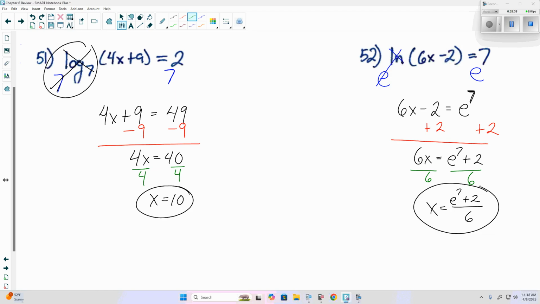Because these problems here, I'm not asking you to approximate or find values or use the calculator to find the value. I'm asking you to solve. That is solved. Questions on 51 or 52?